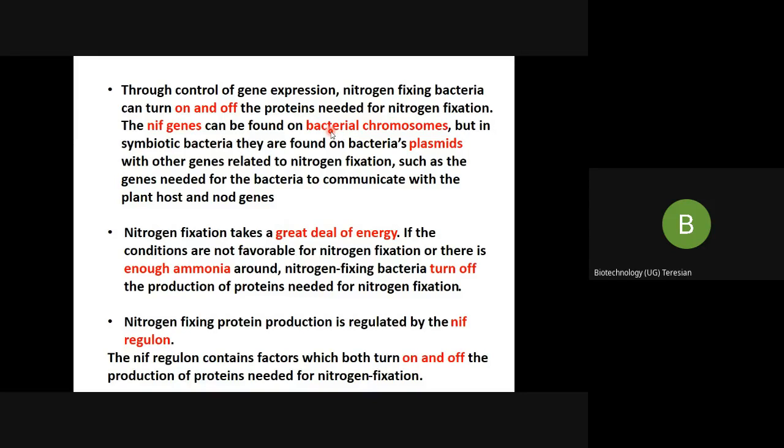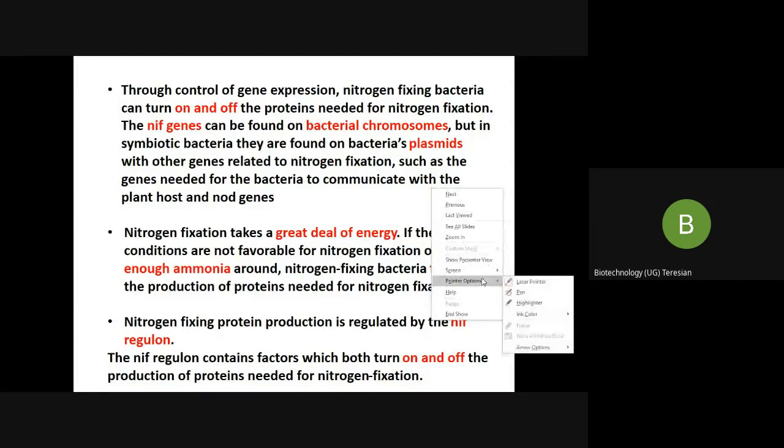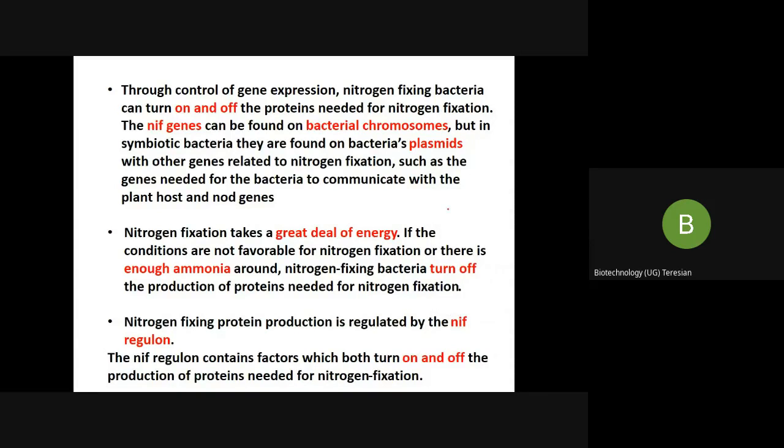Now, what did we tell about the NIF genes? We told they are the nitrogen fixing genes. So the NIF genes can be found on the bacterial chromosomes. Okay, if this is a bacteria, you know that this thread-like structure, that is the bacterial chromosome.